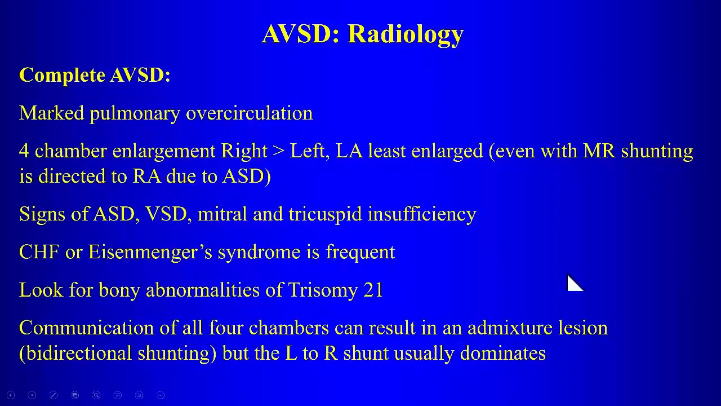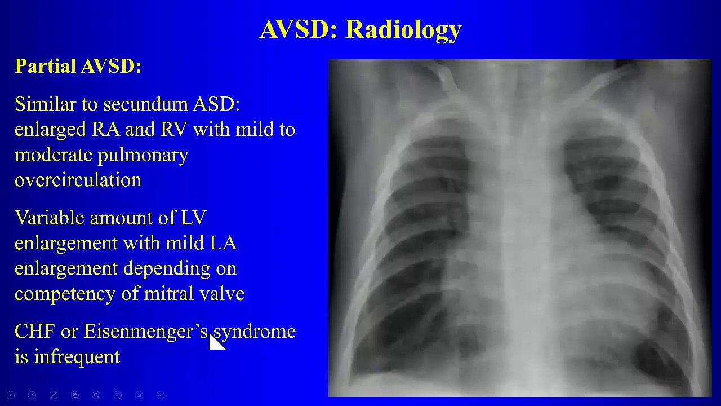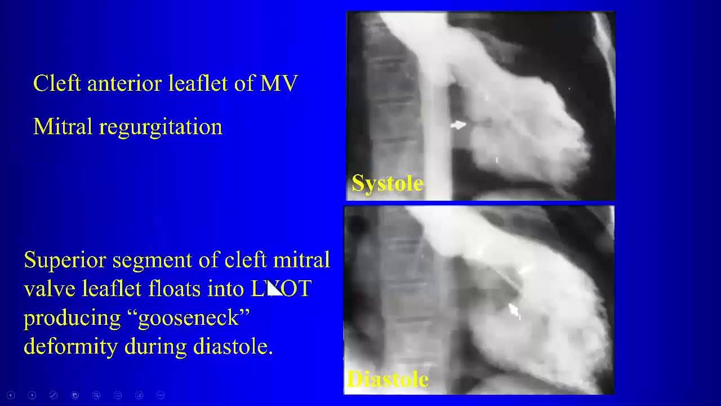So the complete defects will give you pulmonary overcirculation and large chambers, and if there's communication of all of the chambers, you might actually get an admixture lesion where you have bidirectional shunting with complete endocardial cushion defects. So lots of pulmonary overcirculation because of the left to right shunting here. Partial defects can simulate ASDs. They will be milder, whereas the complete defects simulate VSDs.